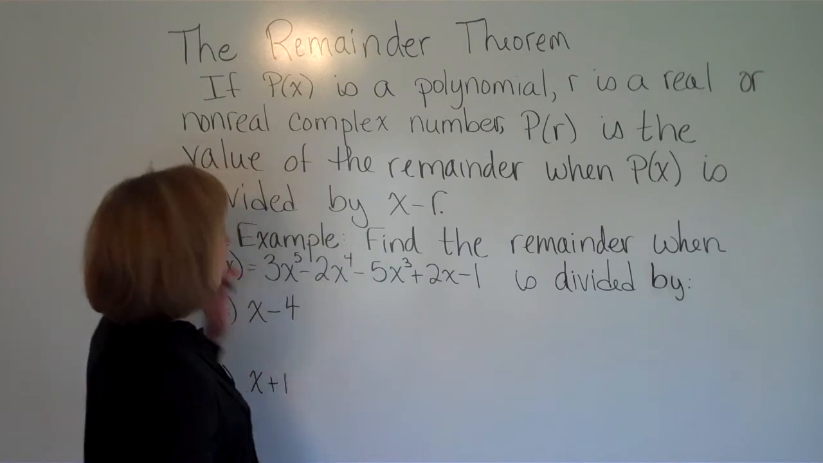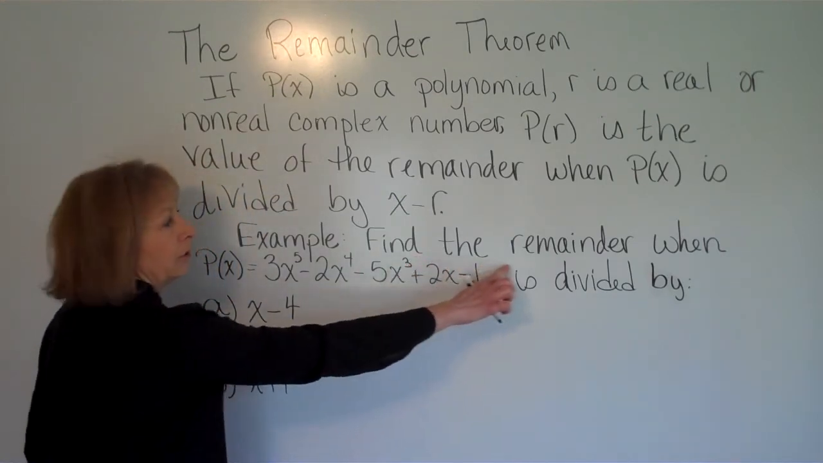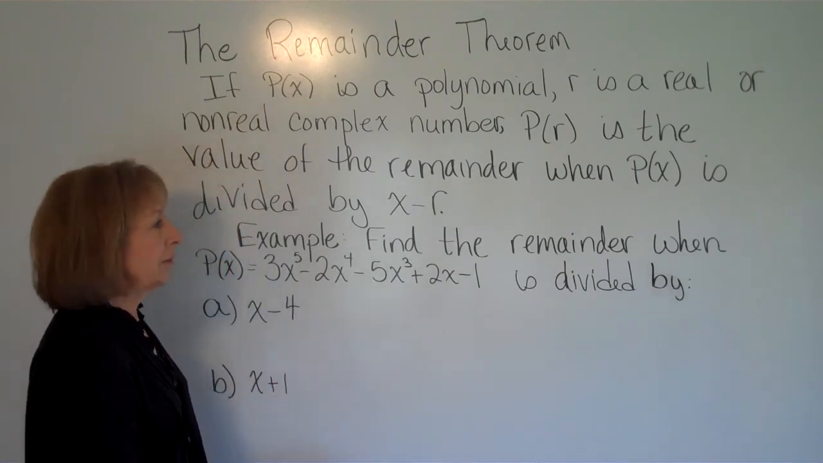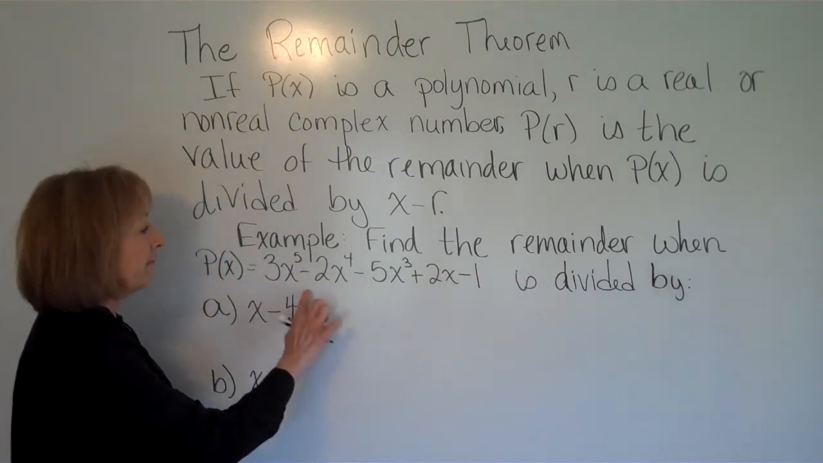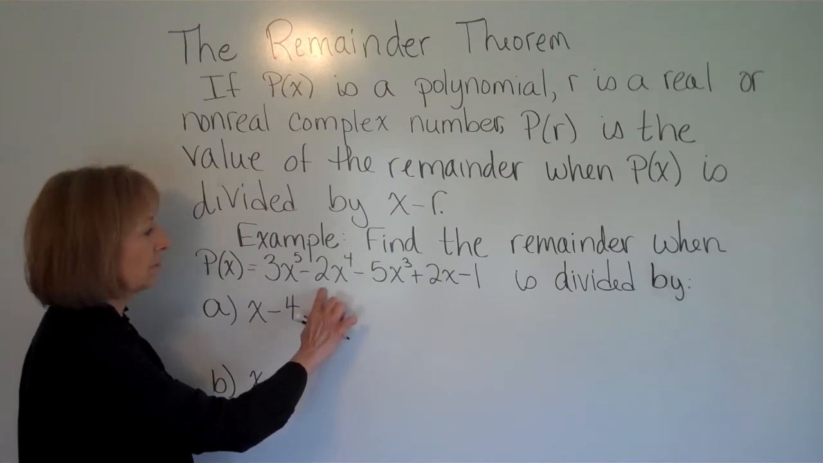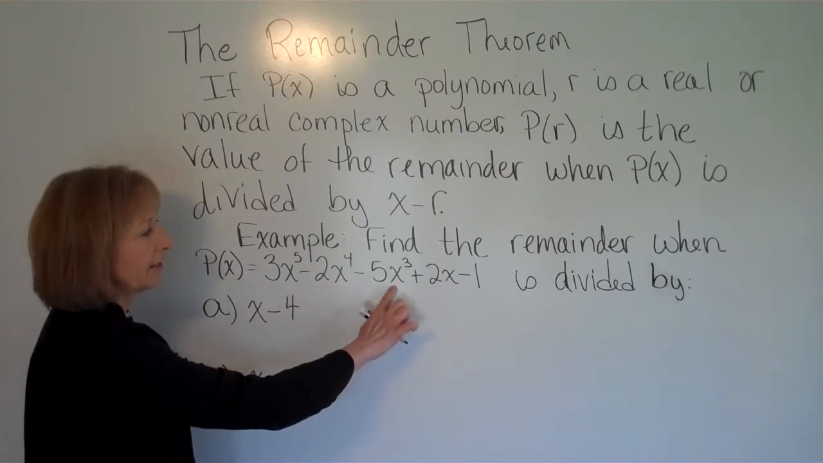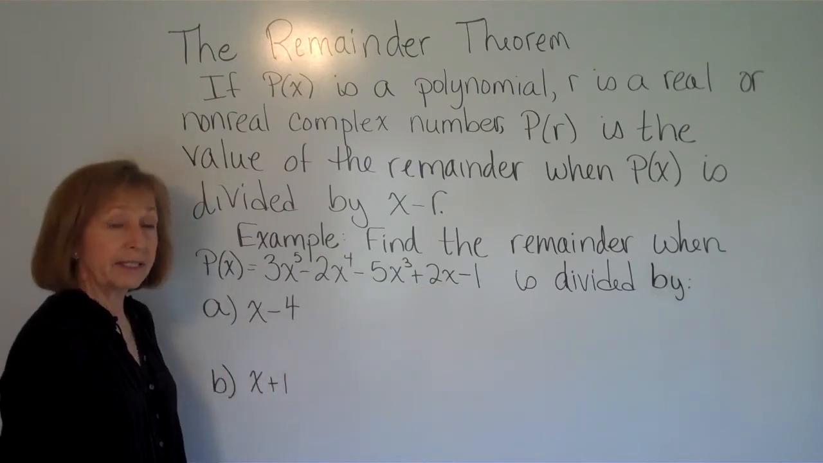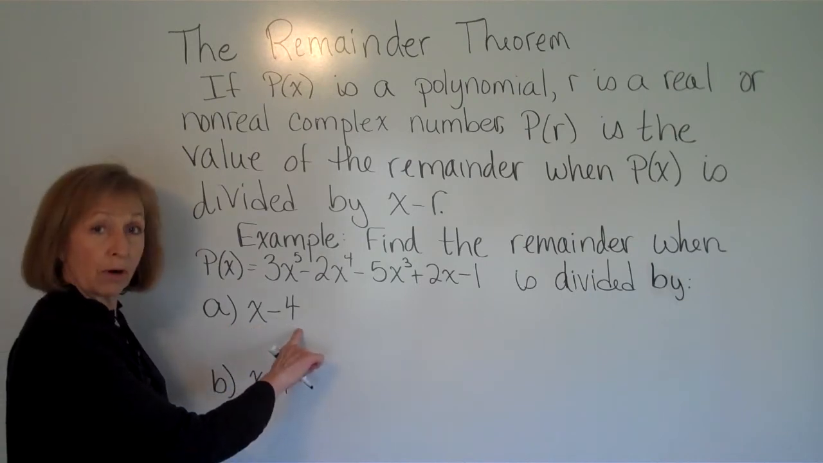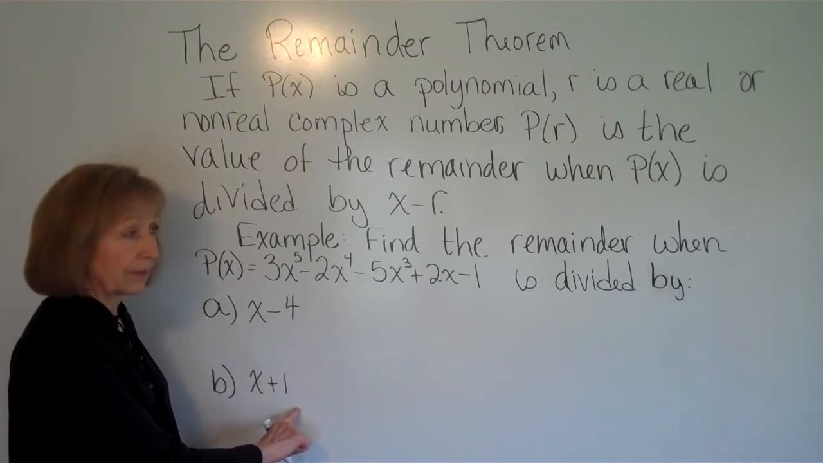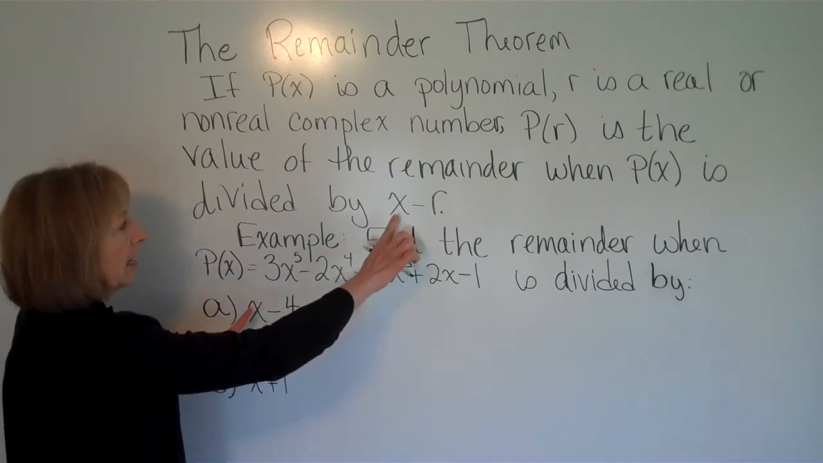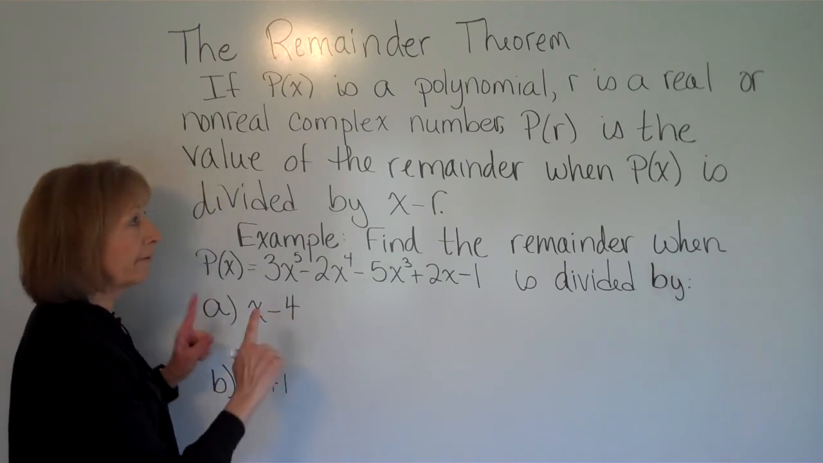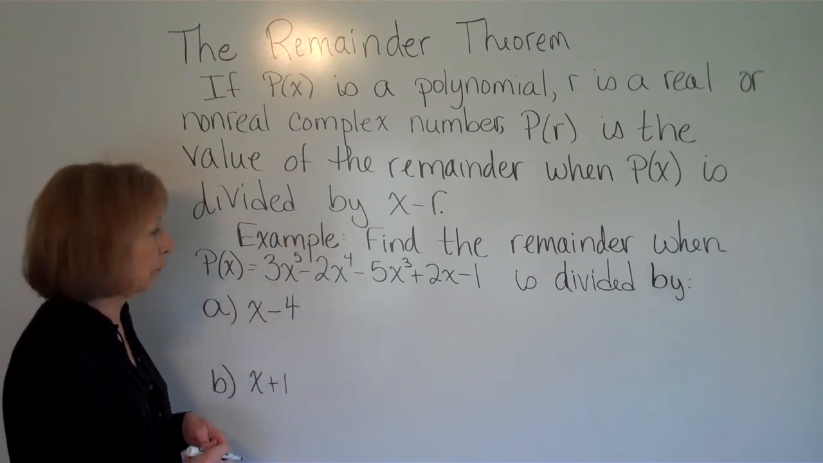So here's an example. Find the remainder, so I just want to know the remainder, not the entire quotient and remainder, but just the remainder, when p of x equal to 3x to the fifth minus 2x to the fourth minus 5x cubed plus 2x minus 1 is divided by, and we're going to do two different examples, first x minus 4 and second x plus 1. Well, notice our divisors are x to the first and there's no coefficient in front of the x. So it has the right form that I can use this remainder theorem with.